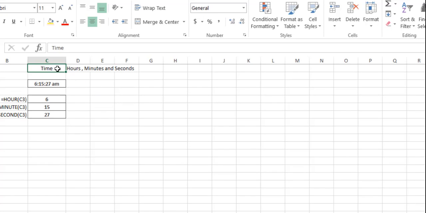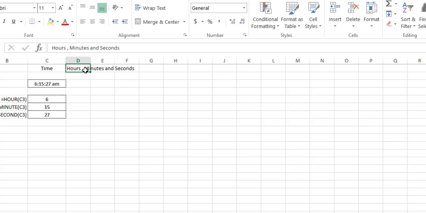The time, hours, minutes and seconds. This is the time. So if we would like to extract the hour section, this is the hours, which is 6. The minute section, with the help of this formula we can extract, which is 15, and the seconds section, which is giving us 27 seconds.